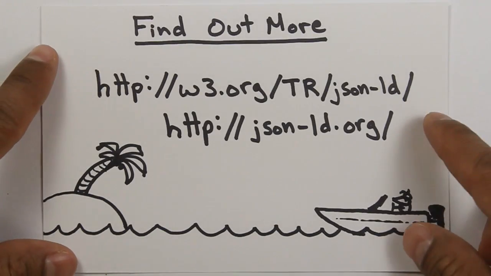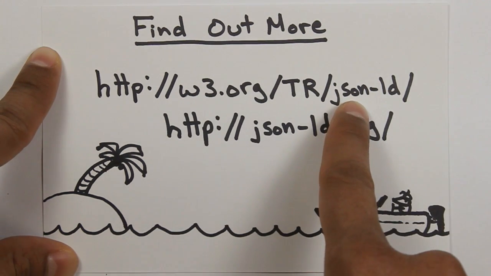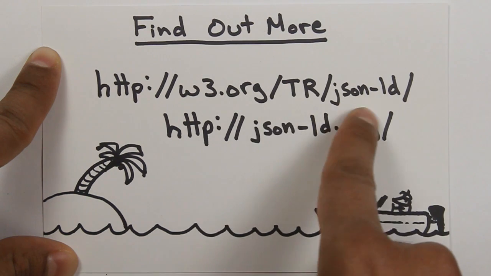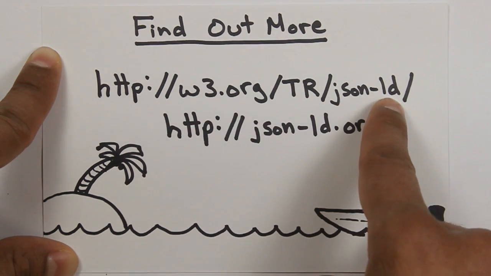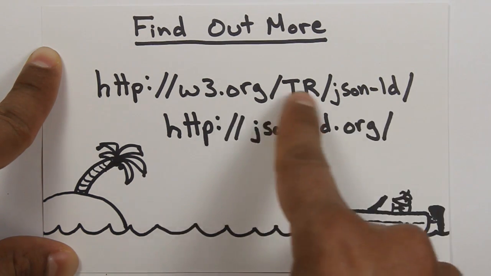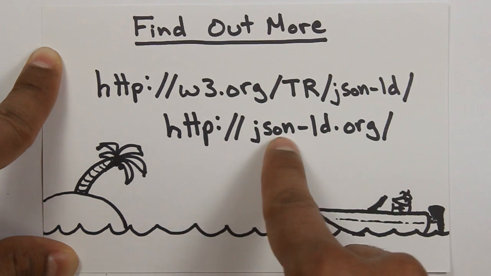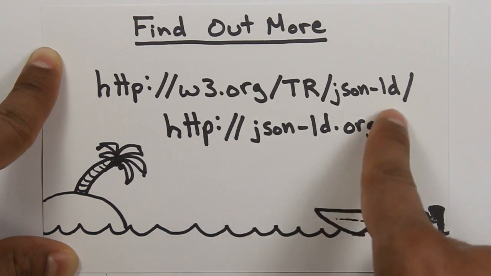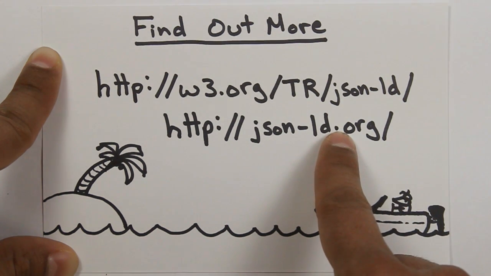If you would like to find out more about these features, the specification is actually a pretty good reference. It's fairly accessible. It's written fairly simply. If you just go to w3.org/tr/json-ld, you can read about all of these features and some of the more specifics of how they work in there. If you'd like to play around with some of these features, there's a JSON-LD playground at json-ld.org. If you just go to this site and click on the playground link, you can play around with a lot of the syntax that we've talked about in this tutorial.